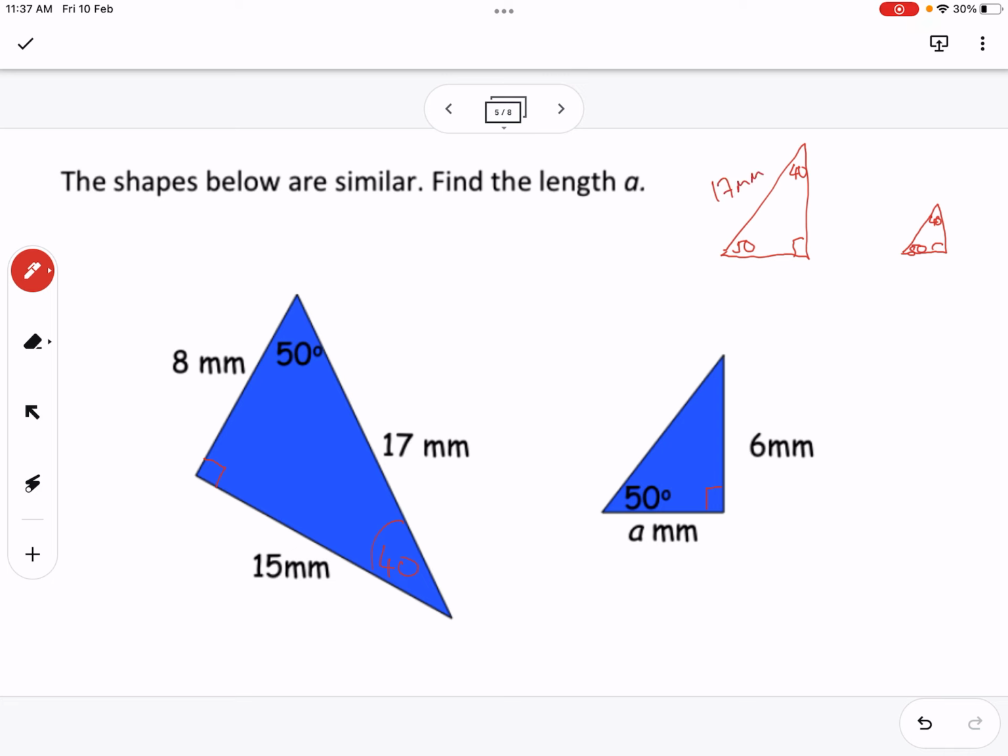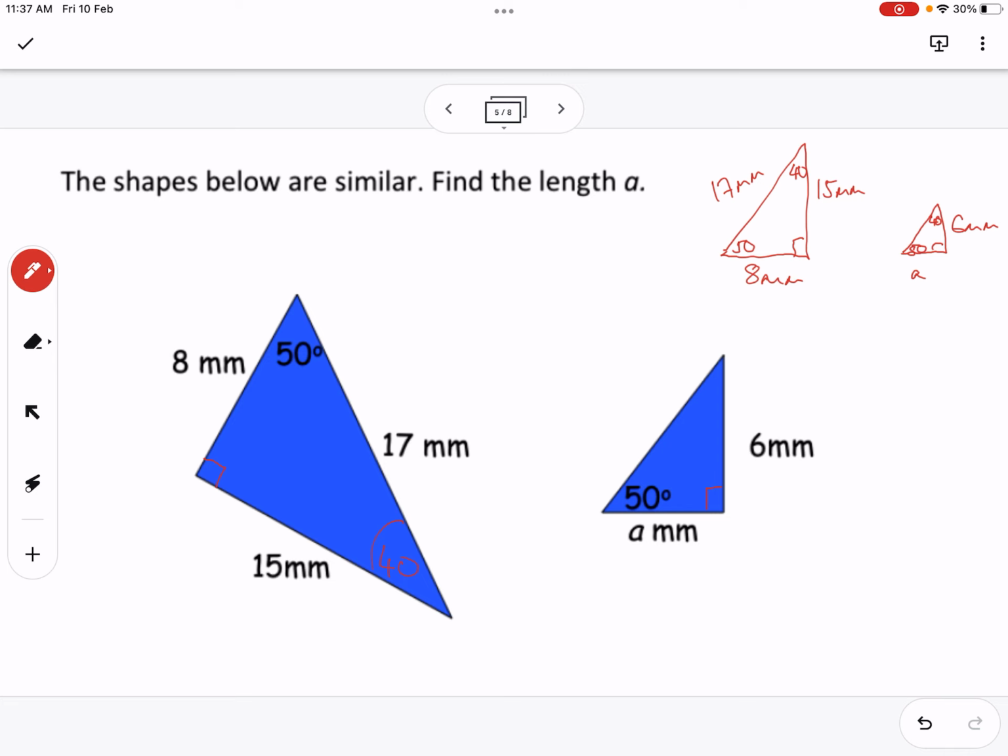Okay, the side between the 50 degrees and the 90 degrees, that's 8 millimeters. So between the 50 and the 90 on my new triangle, that's going to be 8 millimeters as well. And the height of my triangle between the 40 and the 90, that's 15 millimeters. Let's do the smaller one. Obviously, that's already the correct orientation. So we've got A on the bottom and 6 millimeters is the height of that triangle.